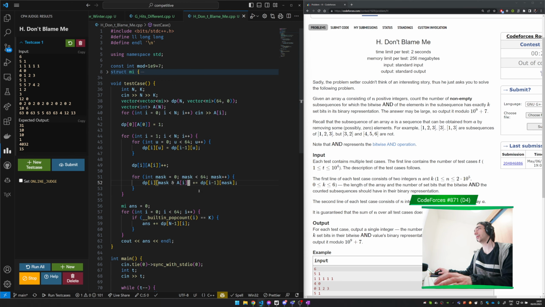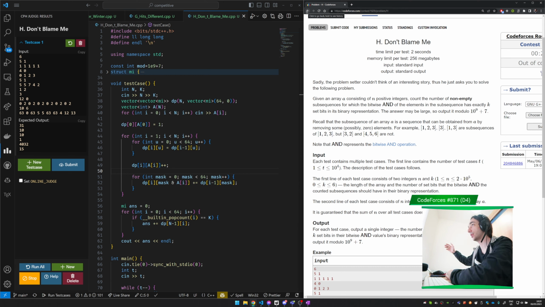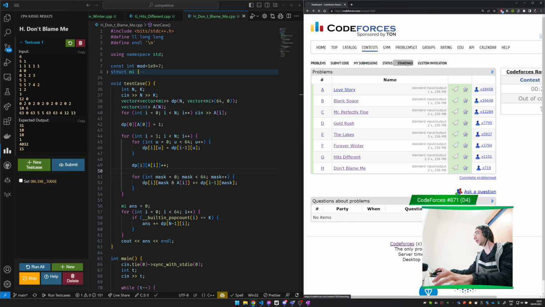I thought that I needed to do some convolution with the sum over subsets DP, but no. I thought that my complexity would be 64 times 64, which I thought I needed to optimize to 6 times 64 or something like that, but that's not the case. And yeah, that's pretty much it.